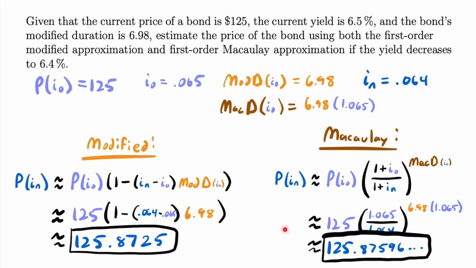So as you can see, they do not give the same answer. They are 2 different approximations. They're very close to each other. They're the same up to the 2nd decimal place, but after that, things do look a little bit different. Okay, and so with that, that is it for this first example. That is how you use the formulas for the first order modified and Macaulay approximations. Let's take a look at another example.